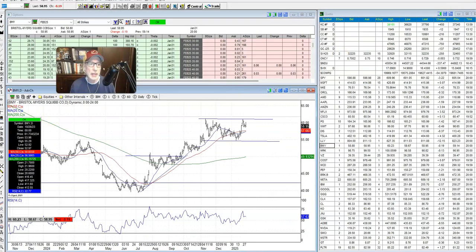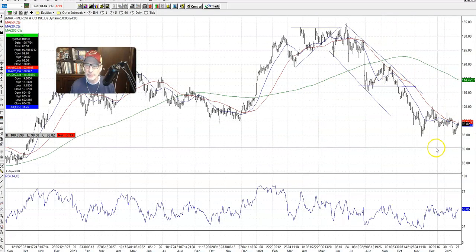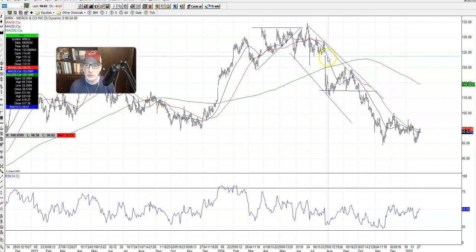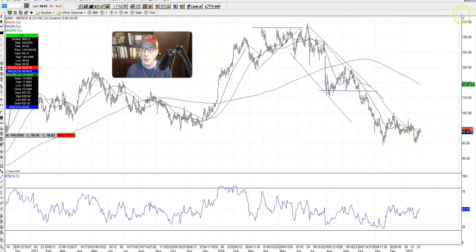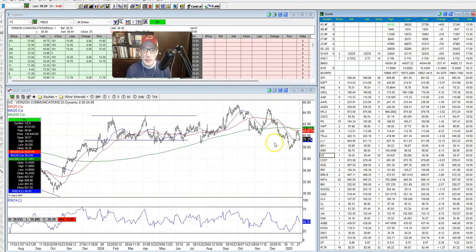Let's see what else we have. Merck's in a downtrend. I'm not sure I want to even touch Merck. You can see here was that descending triangle right here, and it blasted down. Trying to pick bottoms is a really hard thing to do. I would not touch Merck right now from the long side. Verizon, kind of just sideways, not much happening.